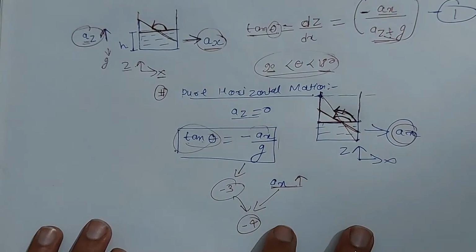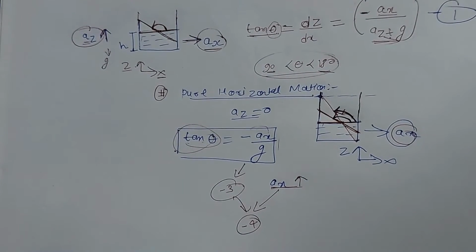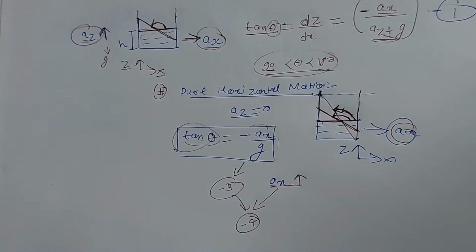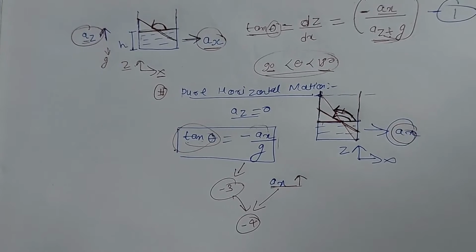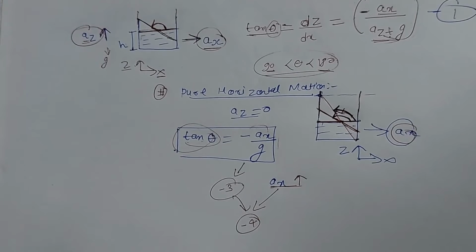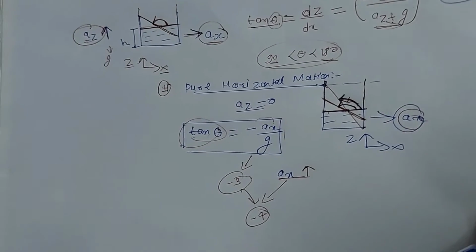So in this type of problem, they always ask a numerical: suppose we have water filled in a container and we are accelerating that container, then what would be the maximum acceleration that we can give to the container without spilling the water? So this is a very important question that comes. So let's discuss that question now.